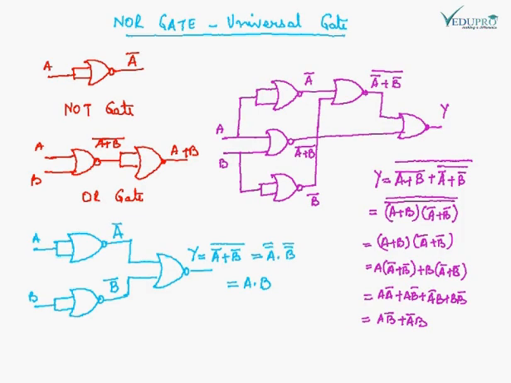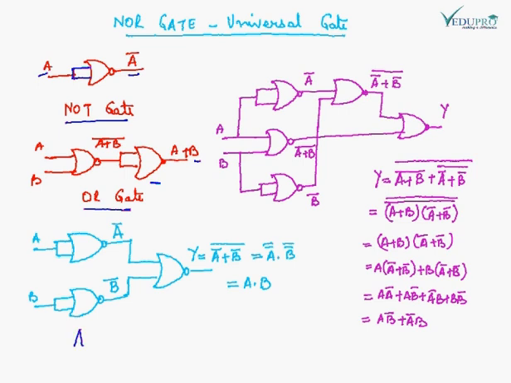NOR gate is another universal gate and various other gates can be implemented by NOR gate. This is a NOT gate. We short both the inputs of the NOR gate. If A is the input, the output will be A bar. This is OR gate using NOR gates. If we put a NOT gate after a NOR gate, we will get A plus B.